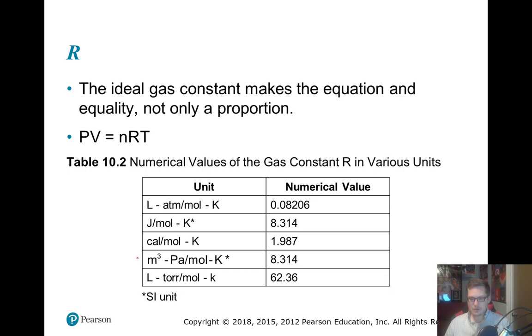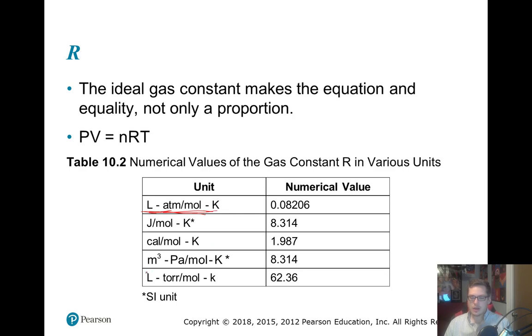Here's a bunch of units. Most chemists will use this one. This is the one that we'll use most of all, because it has the pressure unit of atmospheres, and since we do most of our chemistry on bench tops that are at about atmospheric pressure, atmosphere is our go-to unit for pressure. All right, and so its value is 0.0821 or 0.08206.